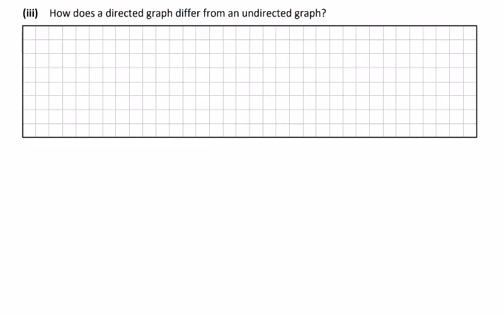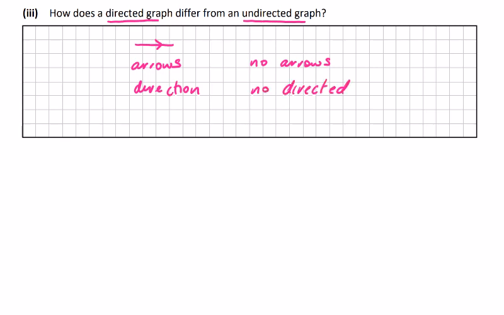And in part 3, how does a directed graph differ from an undirected graph? Well, a directed graph has arrows, and an undirected graph has no arrows. We could also use the word direction and no direction for part 3.